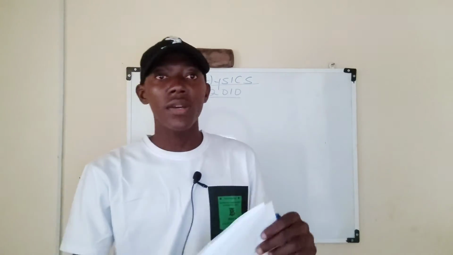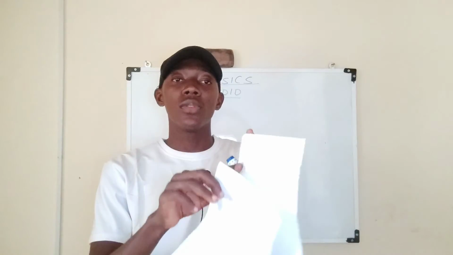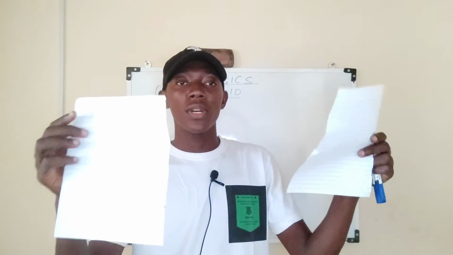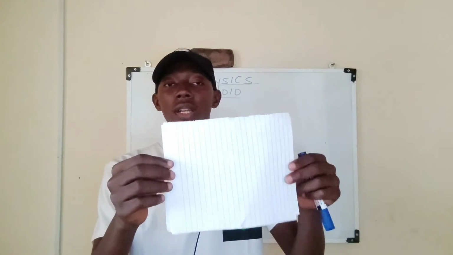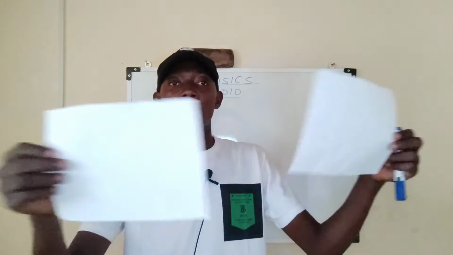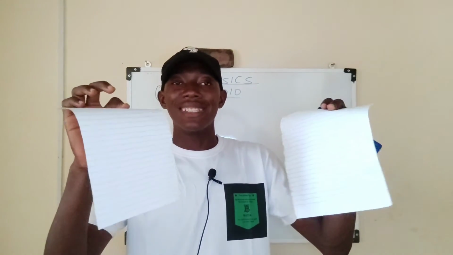Now I have 2 sheets of papers with me which I tore from the middle of the book. Now this paper and this paper are actually almost identical, both in shape and in size. Are we getting it now? Now what is the weight? We basically say that they approximately weigh the same.